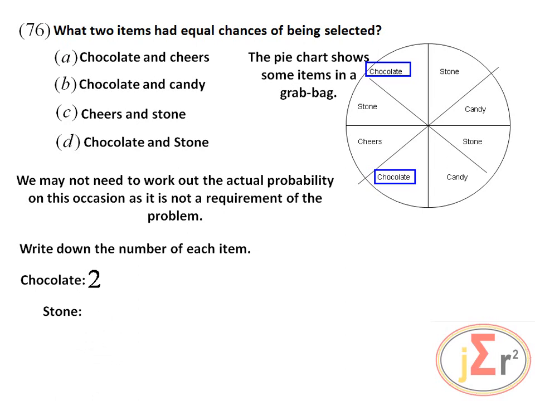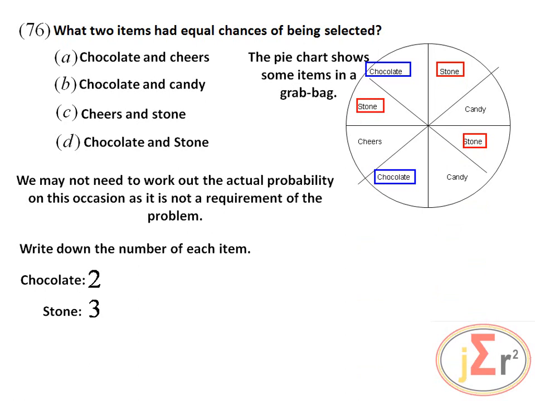Jerry, make sure you don't grab a stone when you are grabbing an item from that bag. You probably want something that you can eat, like cherries or candy. So how many stones? Look very carefully. Good. And we have them identified right there. So we have 3 stones. So we write them down.